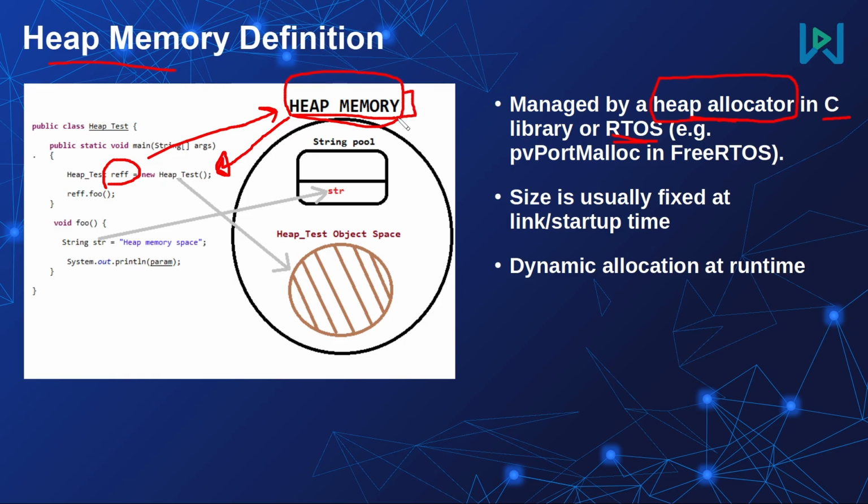The heap memory segment will have a fixed size that will be provided in general by the linker script. Finally, what is special about the heap memory segment is that the allocation of the different buffers within this heap memory is done at runtime via the different heap allocator functions.